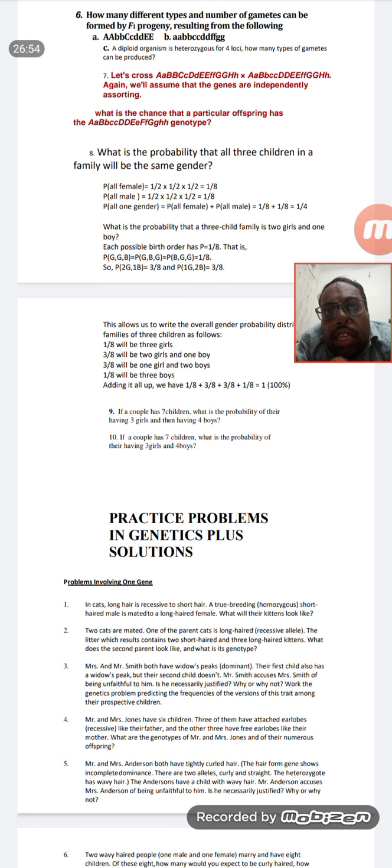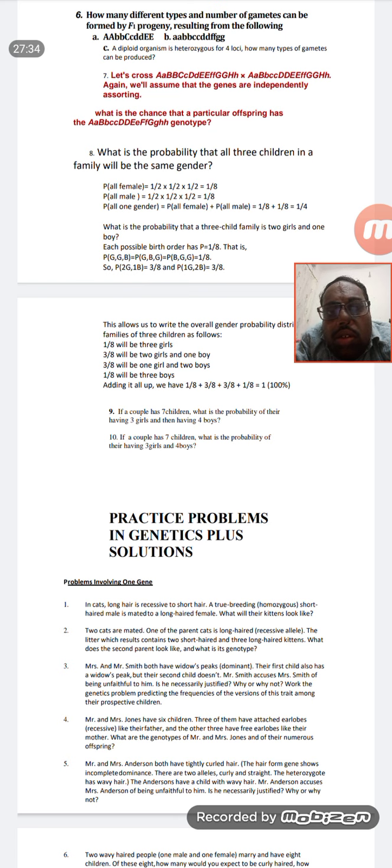Next one, see here, all one gender. So when this question is coming like that, we have to add both male and female together. That means out of 4, there's a chance of getting the same gender. That is why they have done addition here. Is it clear?